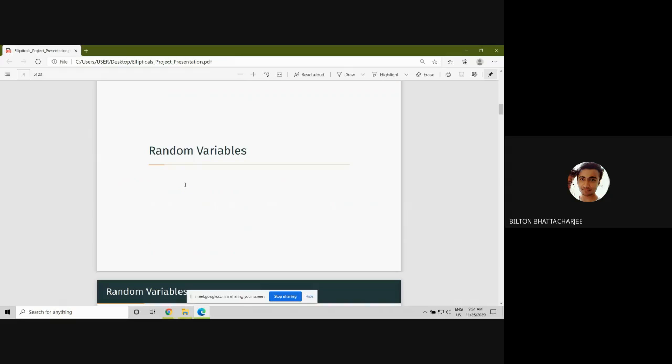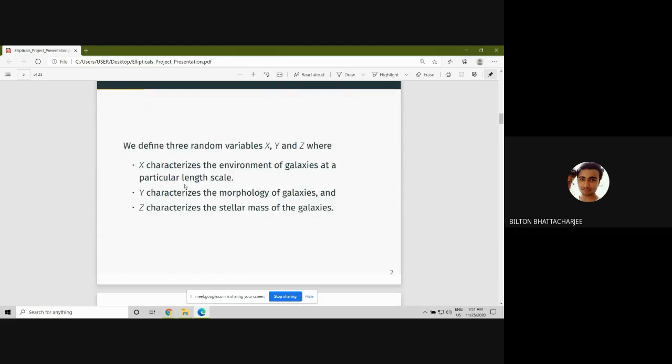So for doing this work, we need three random variables. We define three random variables: x, y, and z. The x characterizes the environment of the galaxies at a particular length scale. Y characterizes the morphology of the galaxies. Basically, y has two values, 0 and 1: 0 for ellipticals and 1 for spirals. And z characterizes the stellar mass of the galaxies.